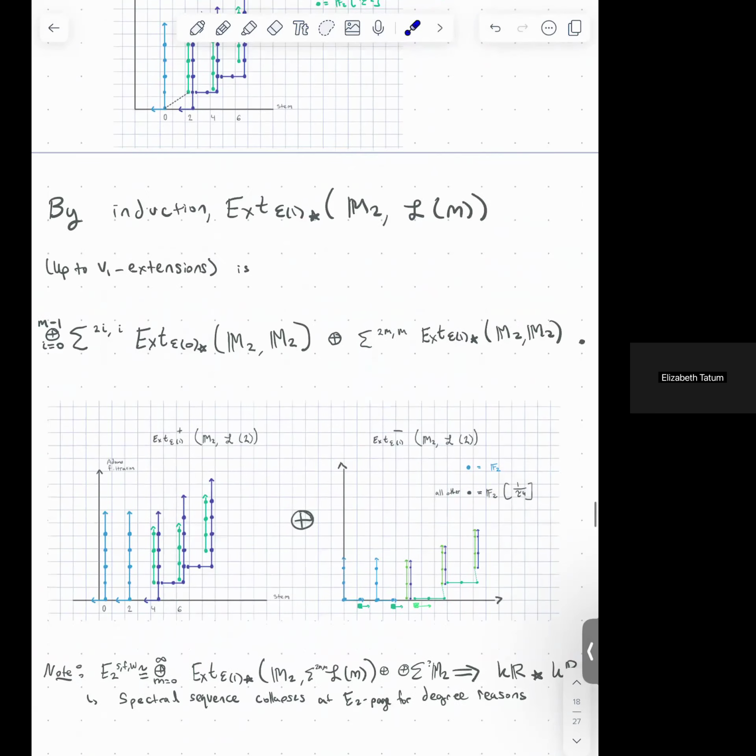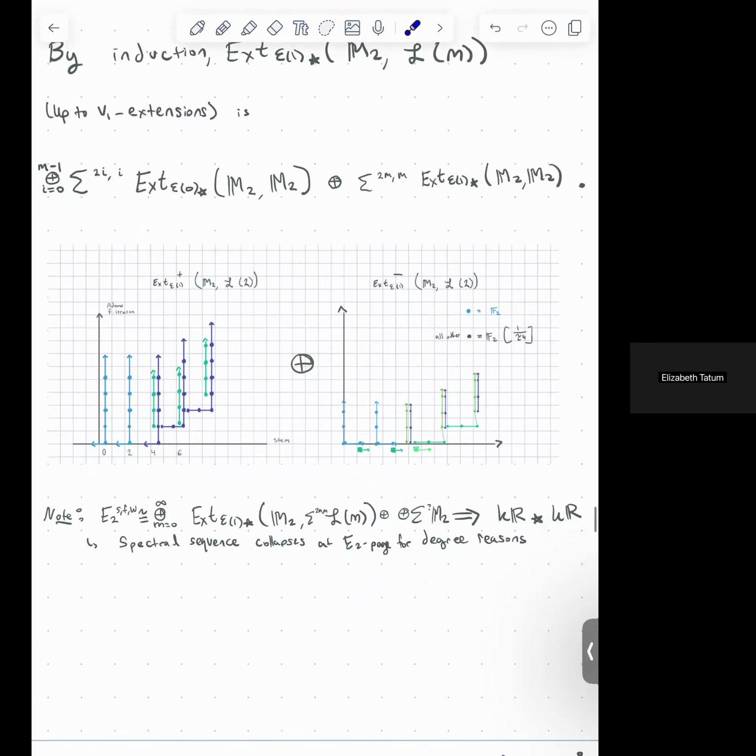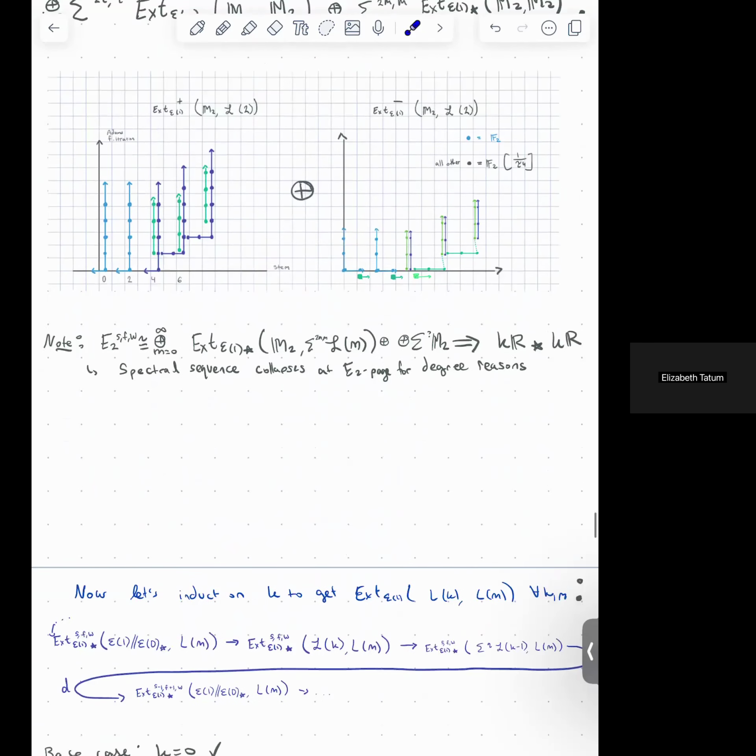Okay, then you can keep going and show by induction that x over e of 1 star of any of these lightning flash modules, up to V1 extensions, is just going to be a sum of the 0th one suspended with a bunch of these x over e of 0 towers added on. What's nice about this is that it's actually giving you the E2 page for the spectral sequence converging into KR star KR. And this spectral sequence collapses at the E2 page for degree reasons. So as a side effect of this, you have a way of inductively computing KR star KR. Okay, so that's the right-hand side induction.